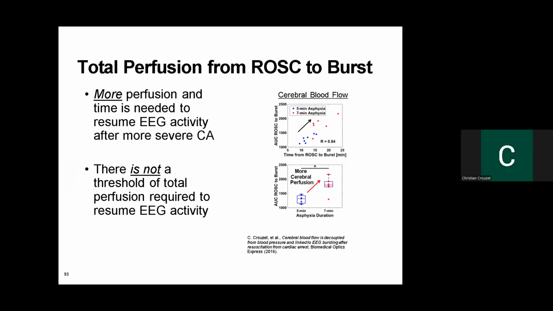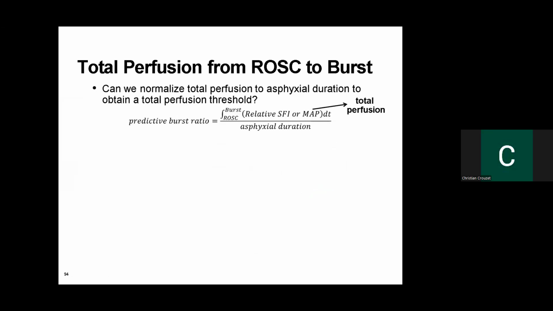Going back to whether total perfusion guides, or is the reason for, the starting of brain electrical activity: by just looking at total perfusion, it wasn't. But we do see a trend towards increased perfusion needed for more severe cardiac arrests. So we asked, can we normalize the total perfusion by the amount of time that the subject doesn't have blood flow going to their brain?